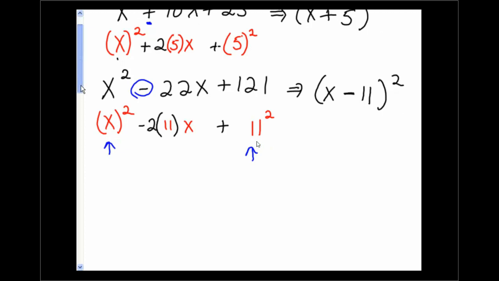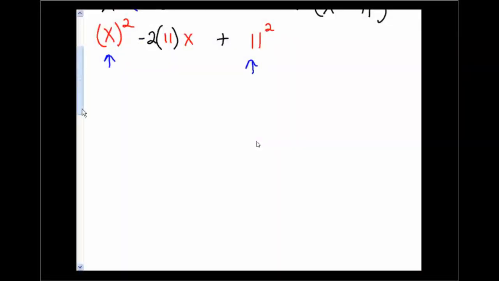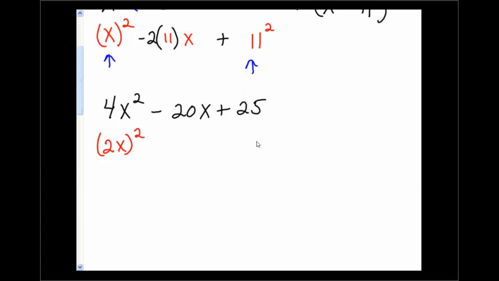Let's look at another example. How about 4x squared minus 20x plus 25? All right, let's rewrite this first and third term as what exactly is being squared. So here we'll have 2x is being squared. The last term is 5 being squared.